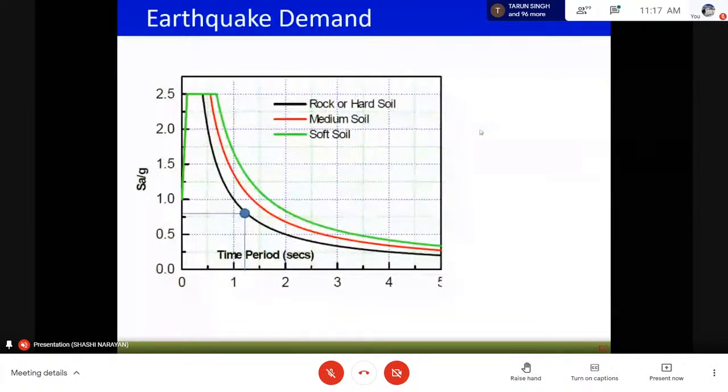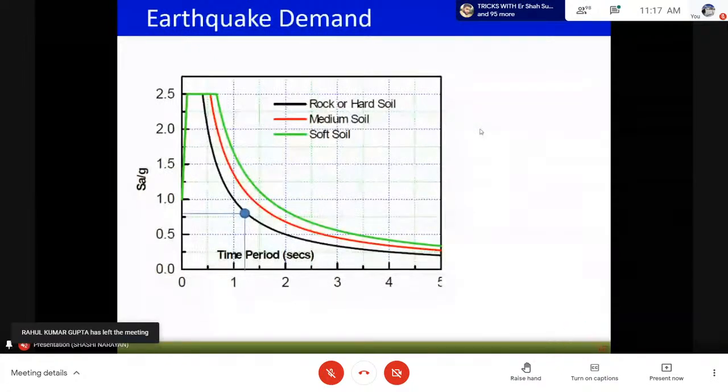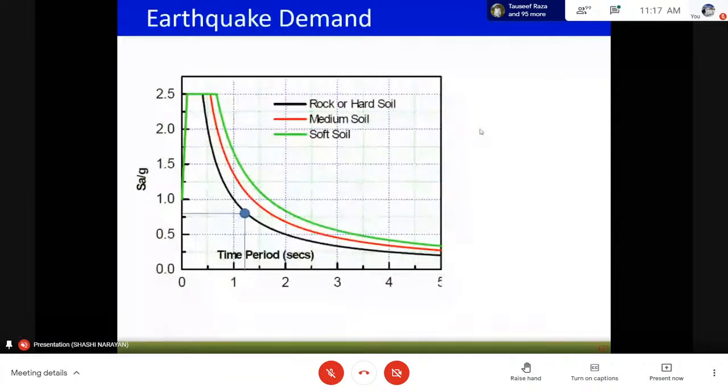If the time period is larger, there will be lesser force demand, that is SA by g will be lesser, whereas if it is less than 0.25 or 0.3 seconds, there will be higher demands. Moreover, we have already seen that this also depends on the type of soil. Hard rock will have a lower demand than medium soil, and then soft soil. Based on these soil conditions, this goes on changing.